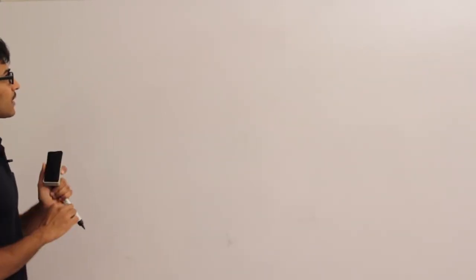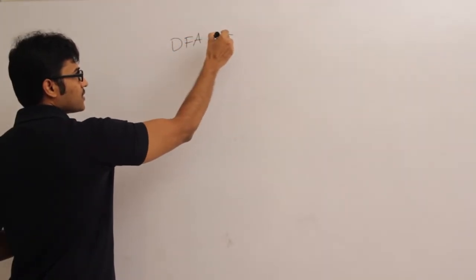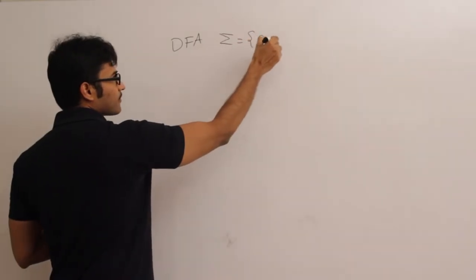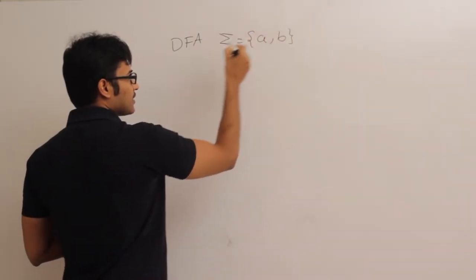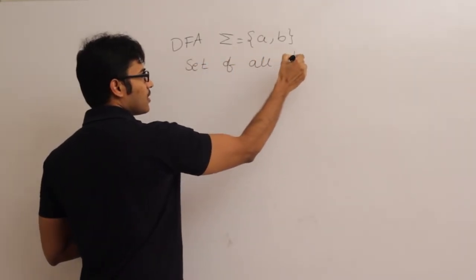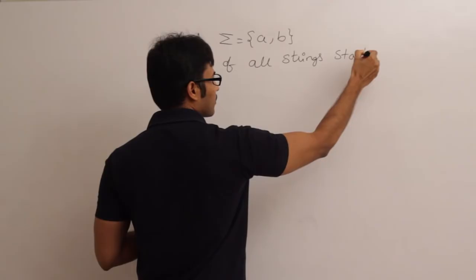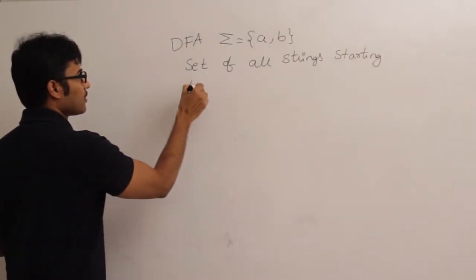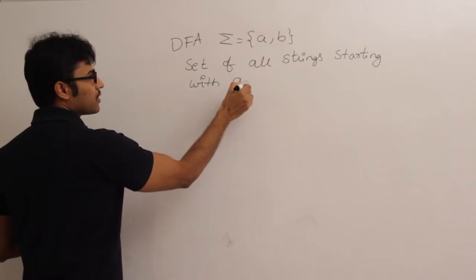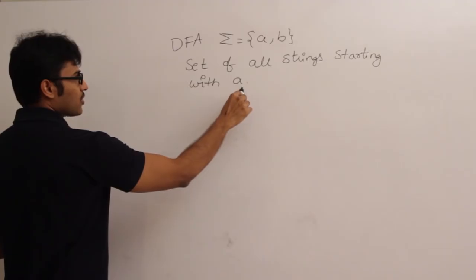Now let us look at some other class of problems. Even these problems are very important. Let us say I want to draw a DFA, minimal DFA, over sigma equal to {a, b}, which accepts the set of all strings starting with a. So I want to accept the set of all strings which are going to start with a.